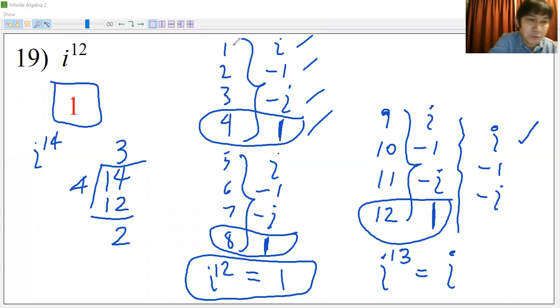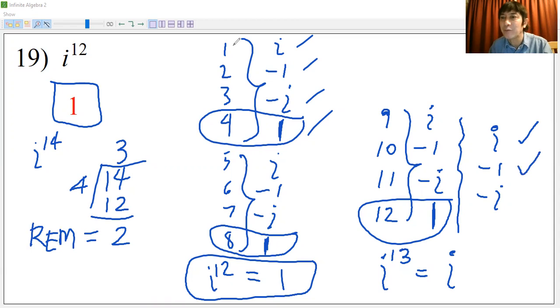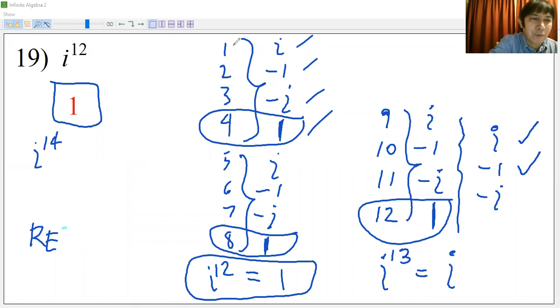Now we take note of the remainder. It's 2, okay? That means that it falls under the -1. And so the answer for i to the 14 is -1. You can even write a chart like this. The answer for i to the 14 is -1.